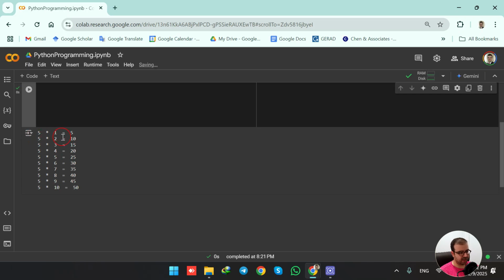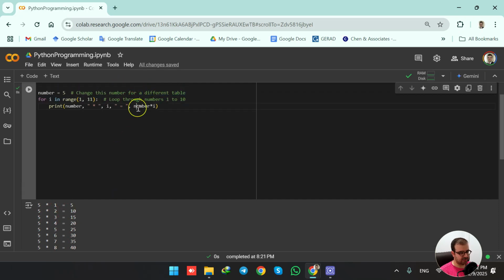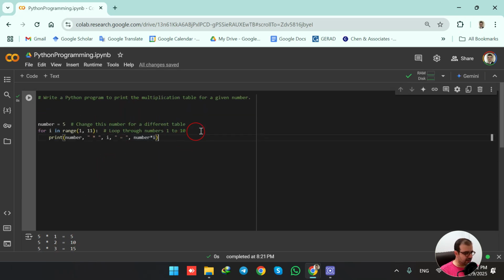As you see, 5 times 1. So number times I, 5 times 1, 5 times 2, etc. equals, and the output is number times I that is being printed out here. So 5 times 1, it's 5, 5 times 2, it's 10, 5 times 3, it's 15. But how is it happening?